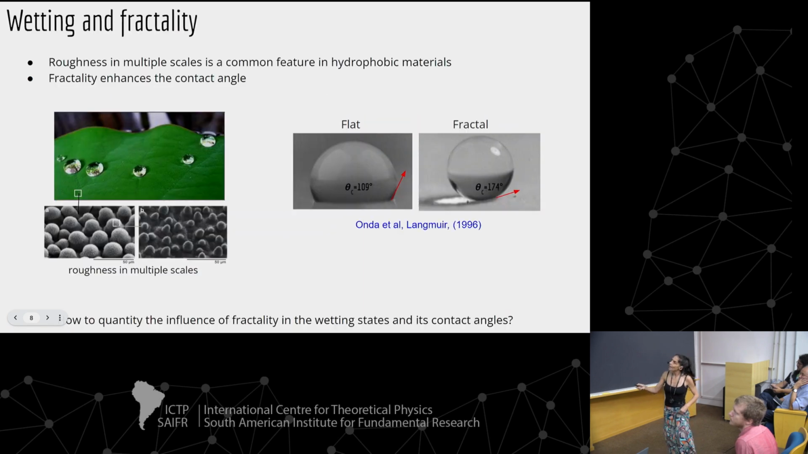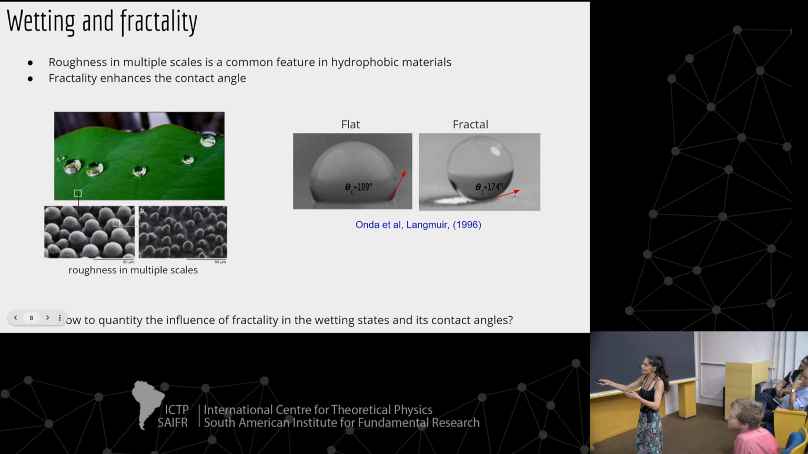Okay, so here what you are looking at again is the example that I spoke about a few minutes ago, the lotus leaf. If you zoom in on this leaf, what you see is that there are bumps. And if you zoom in on a bump, you see a second layer of bumps, which means that this leaf has roughness at multiple scales. And this is quite common in nature when the material is hydrophobic.